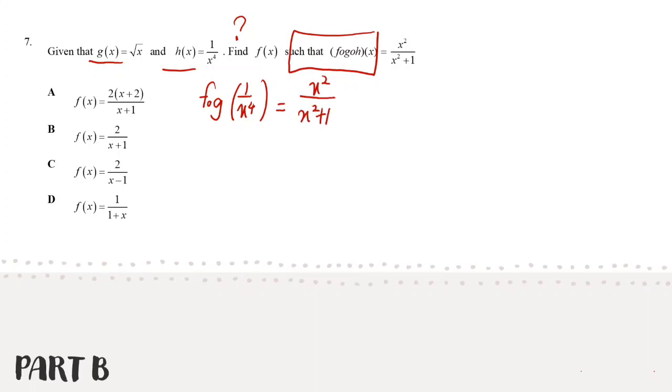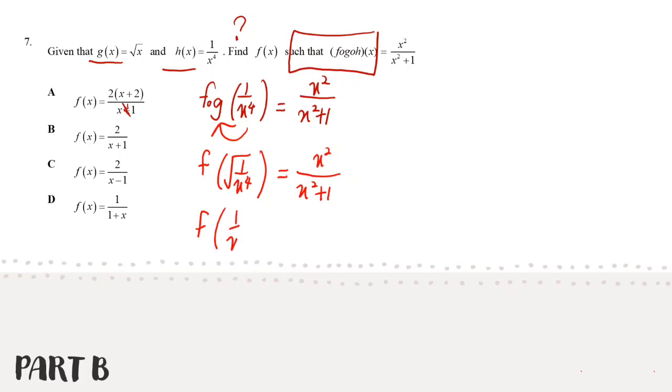The second step is, function g is already given, so you substitute 1 over x to the power of 4 into function g. So we have f of the square root of 1 over x to the power of 4 is equal to x squared over x squared plus 1. Before you proceed, we may simplify. The square root of 1 over x to the power of 4 becomes 1 over x squared, equal to x squared over x squared plus 1.